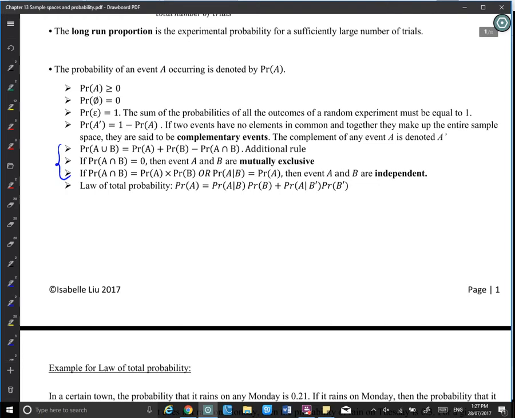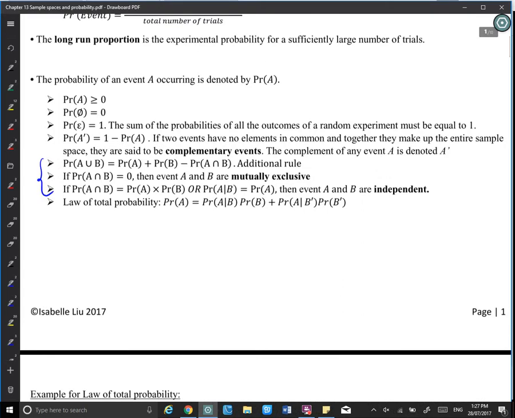Okay, so you use this formula, probability of A intersects B equals 0, to test whether this is a mutually exclusive event or not. If they ask you to reason whether this is a mutually exclusive event, you will say, oh, because this intersects that equals 0, so they are mutually exclusive.